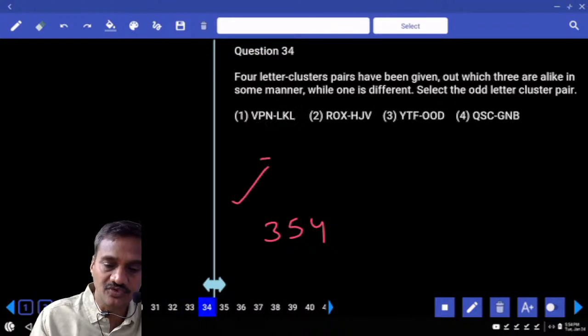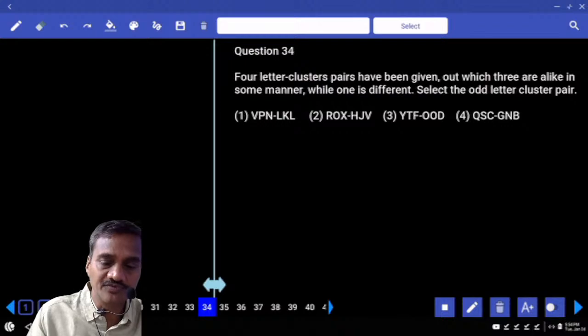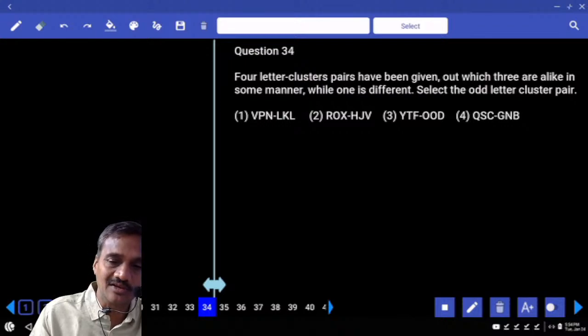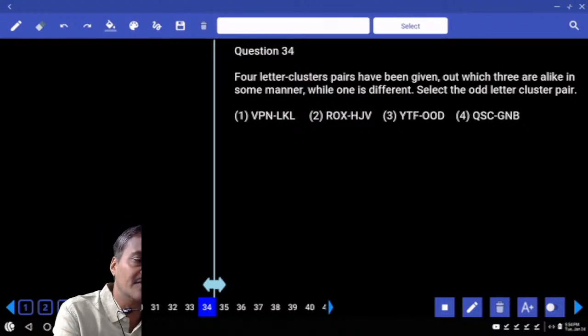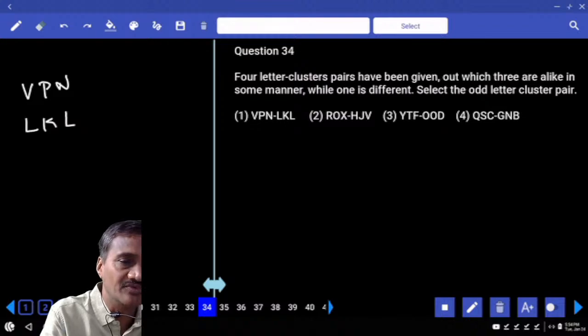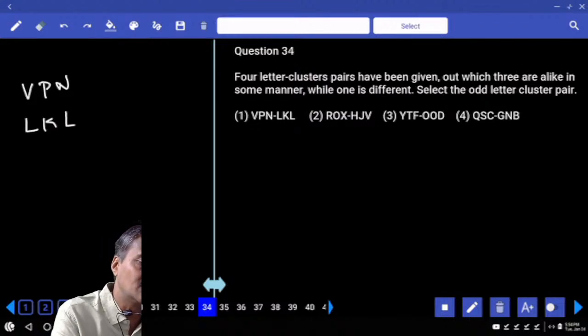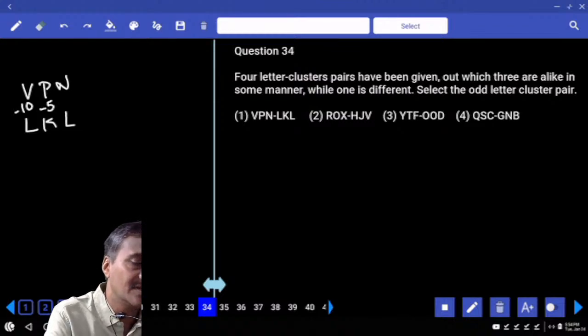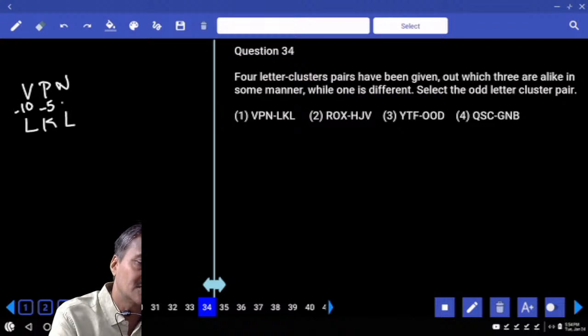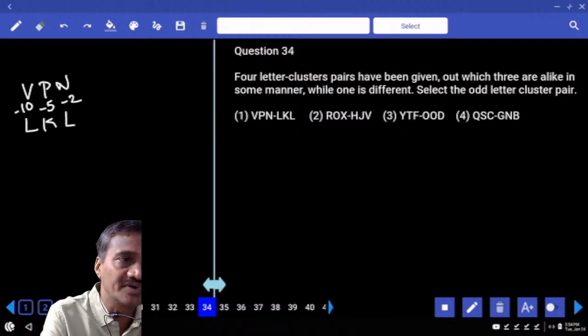The next one, 34. Now in this 34, VPN, LKL. Again we need to find out the odd one here. VPN and LKL, tell me what is the difference we have? V and L, 22 and 12, the difference is minus 10. P and K, 16 and 11, minus 5. N and L, 14 and 12, minus 2.